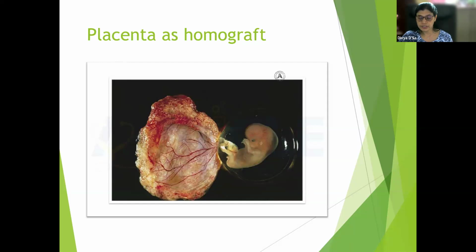Then it produces estrogens, which promote uterine growth and the development of the mammary gland. It prepares the mammary gland for lactation soon after delivery. Then it also produces human chorionic gonadotropin, which has an effect similar to the luteinizing hormone. It also produces somatomammotropin, which has an anti-insulin effect on the maternal blood.